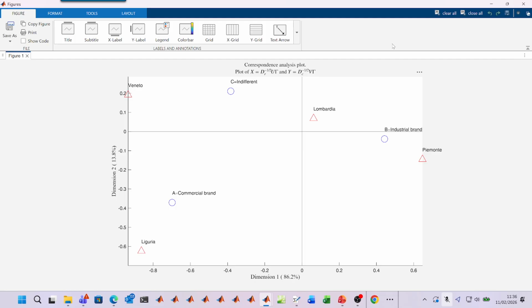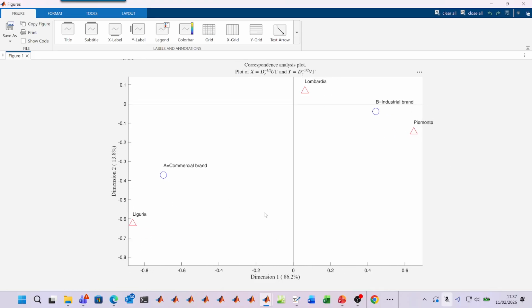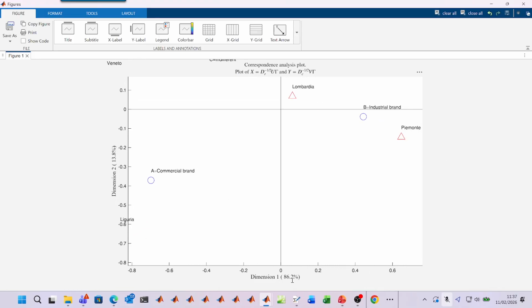People of Veneto, they don't care. They are hard workers at the end of the day. They probably take the first thing that they see on the shelf, they don't care. So this is really the analysis which comes out. So industrial brand and Piemonte, you see the angle between industrial brand and the first latent dimension here. The first latent dimension explains 86%.